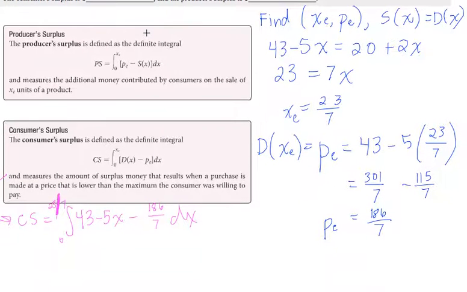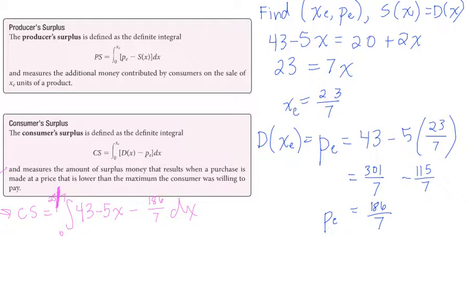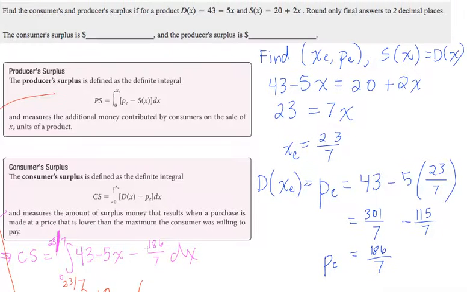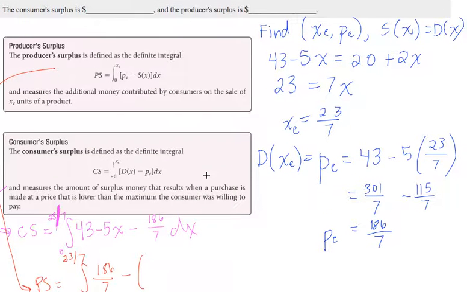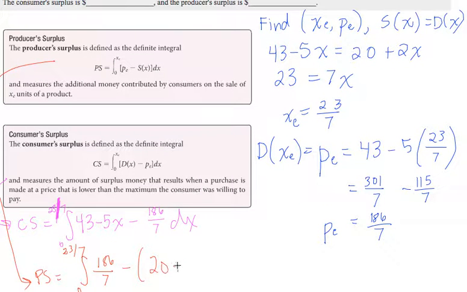And for the producer's surplus, that one would be the integral from 0 also to 23 sevenths, out to that equilibrium number of units you're selling, of the equilibrium price, 186 over 7, minus your supply function. Make sure you've got parentheses here. Supply is 20 plus 2x. And from there, it's pretty computational. Just be careful with the fractions.